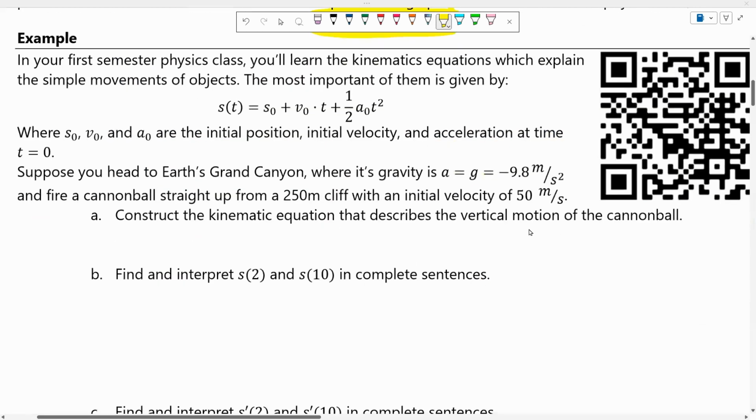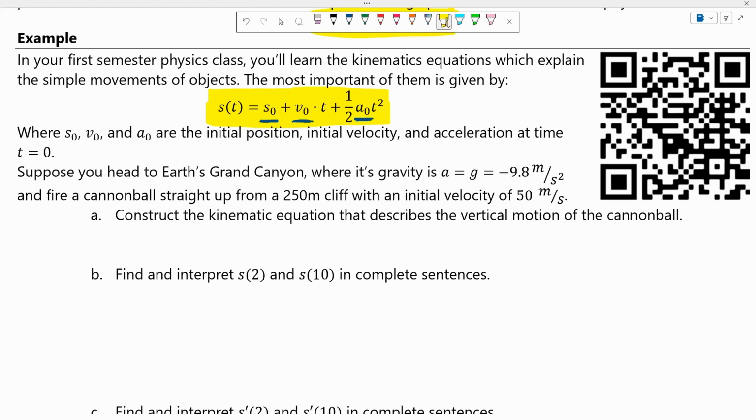So one of the first things that you learn in any physics class is the study of kinematics, the study of bodies in motion, the simple motions of an object. And one of the more important equations is this one right here. This is the kinematics equation that takes into account an initial position, an initial velocity, and an initial acceleration. Let me highlight them as I go through them. If we have those three things, we can define a position function for an object. Okay, so now let's go ahead and do this problem.